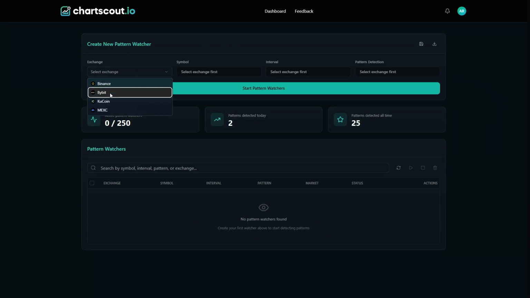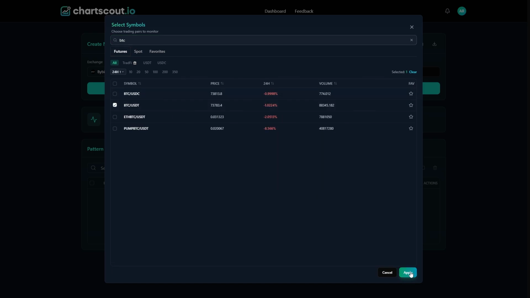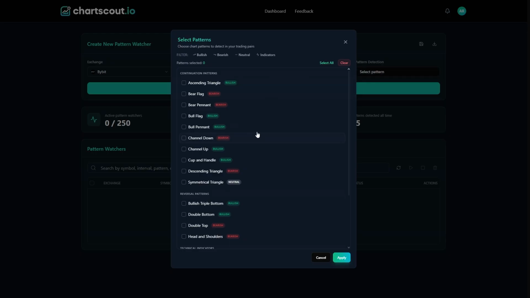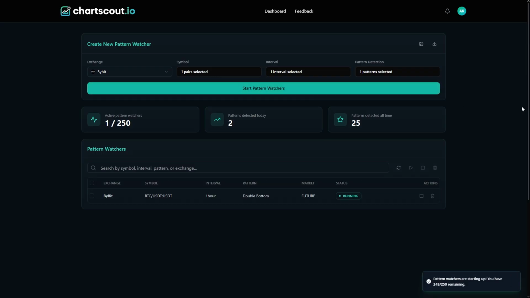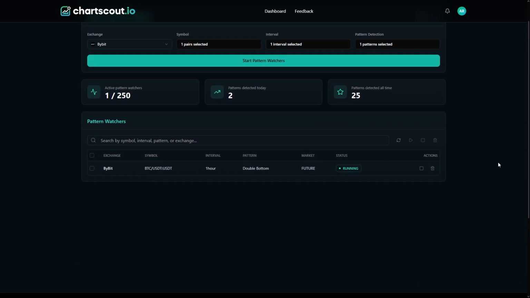Exchange, I am going to use Bybit. Pair, Bitcoin, USDT. Time frame, I want the 1-hour chart. And the pattern I care about right now is double bottom. Click Start Pattern Watchers. And there it is in the table. ChartScout is now actively scanning Bitcoin USDT on the 1-hour Bybit chart for double bottom formations. I did not have to open TradingView. I did not have to set a price alert or bookmark anything. I just defined what I want watched, and it is running.